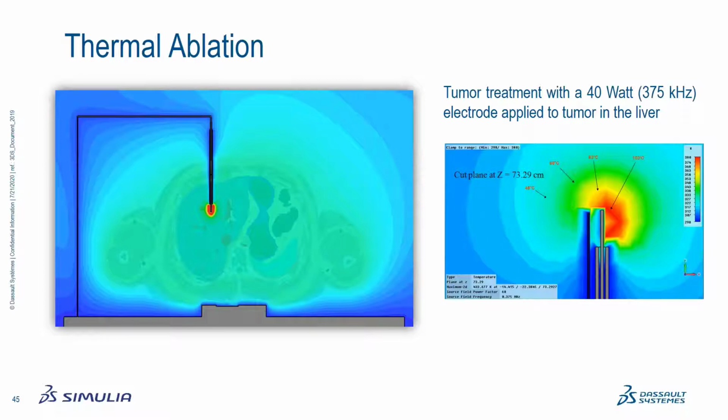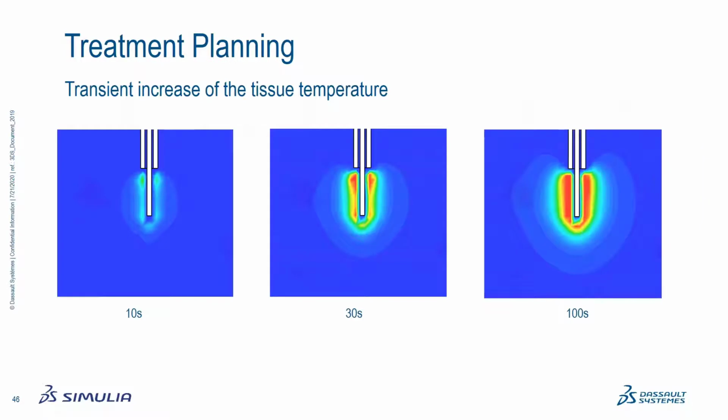Here, an electrode is invasively inserted to the center of the tumor, where the patient is lying on a metallic ground plane, and an RF energy is injected into the electrode to obtain a hotspot near the electrode tip. But how long do we heat it for, and how much power do we put in? This is exactly where simulation can provide insights into treatment planning.